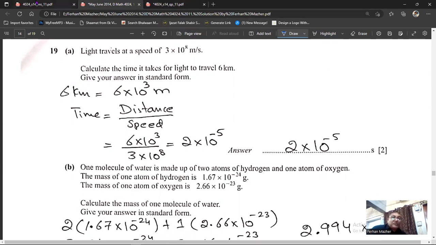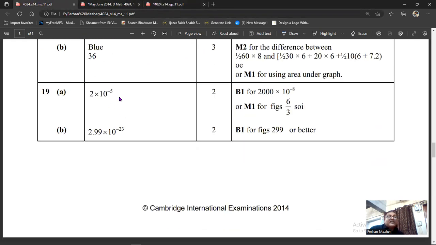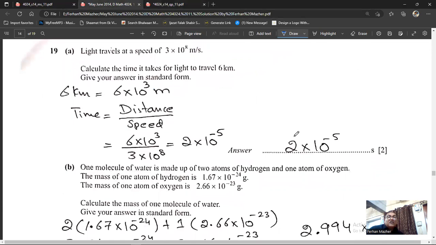So it will take 2 expo minus 5 seconds. This is the answer. Our answers are right, sir.